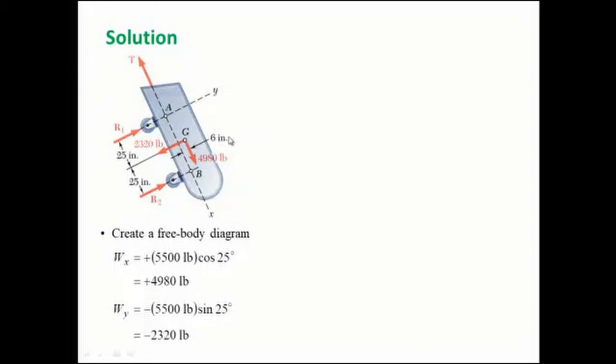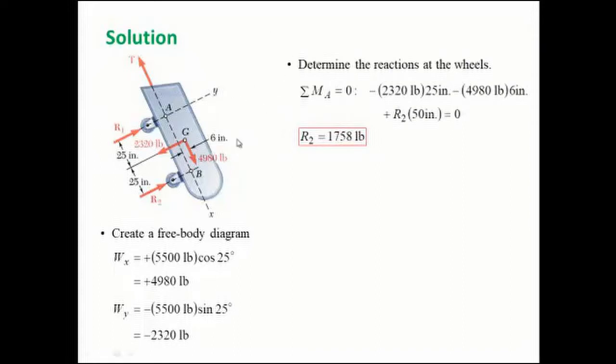And now, as usual, summation of Fx equal to 0, summation of Fy equal to 0, summation of moment about any point equal to 0. So moment about A equal to 0. This will not produce a moment because it is passing through A. The tension will not produce a moment because it is also passing through A. This will produce a moment, and these two values are there. Only unknown is R2. Straight away we can find out R2.